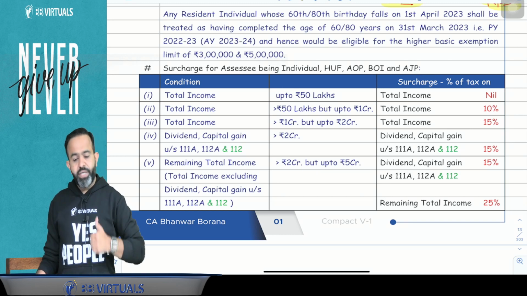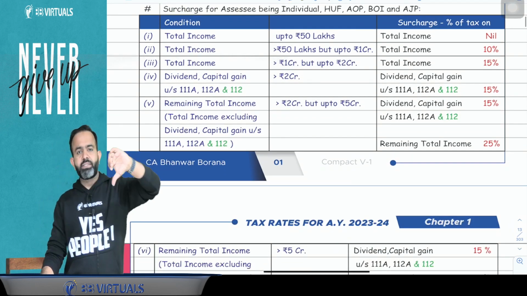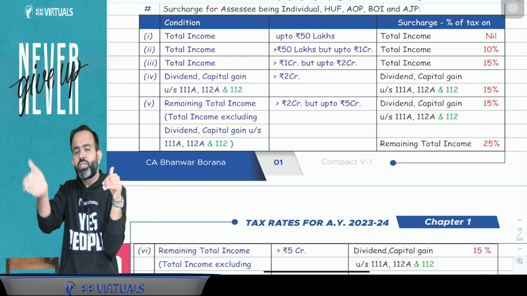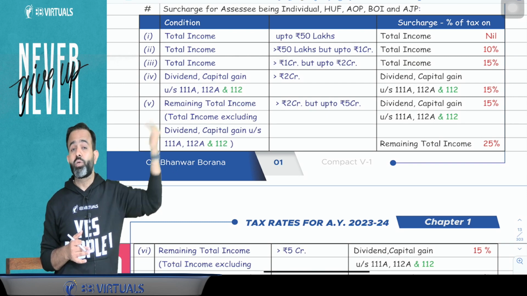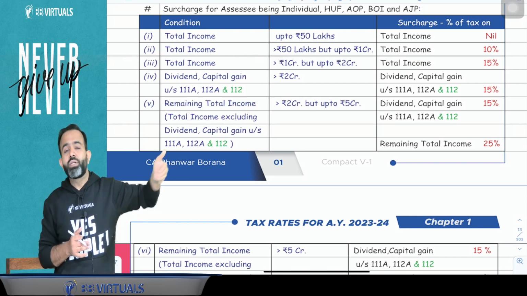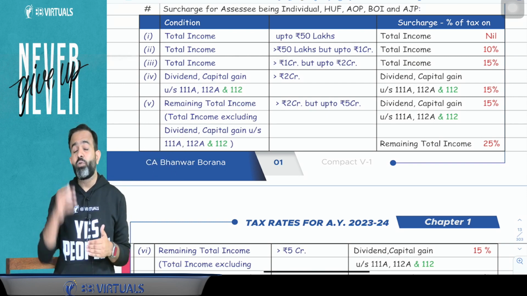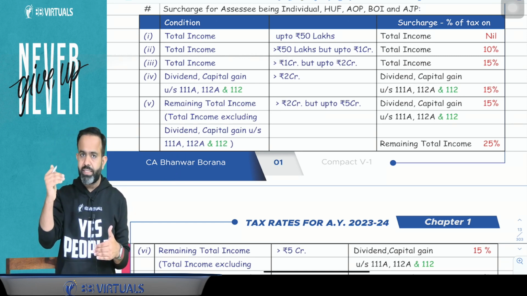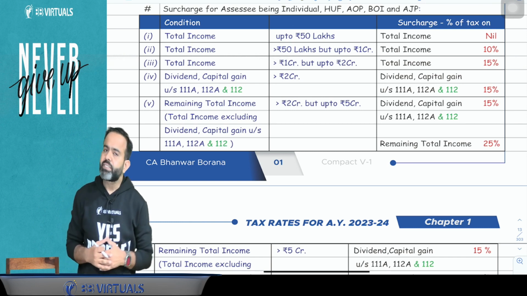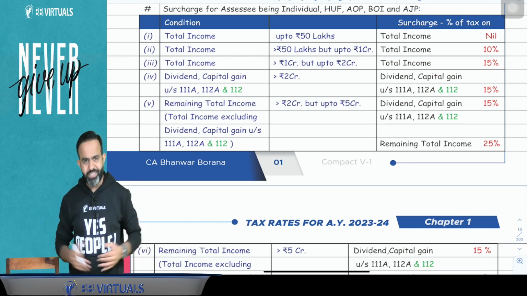Now, one more point here, guys. Like here we have discussed that surcharge is applicable if total income more than 50 lakh up to 1 crore, 10%, more than 1 crore up to 2 crore, 15%, more than 2 crore up to 5 crore, 25%, more than 5 crore, then 37%. And you have to add the surcharge on the tax. So first you have to calculate the tax, and after that you have to add the surcharge. Surcharge means basically tax on tax, you can say that.